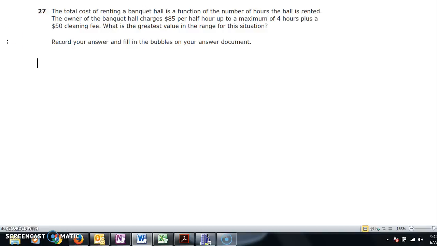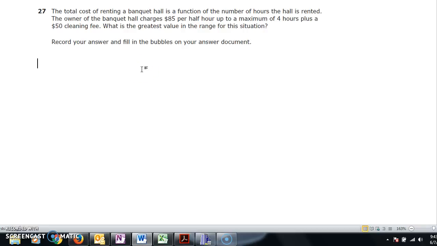Number 27. The total cost of renting a banquet hall is a function of the number of hours the hall is rented. The owner of the banquet hall charges $85 per half hour up to a maximum of 4 hours plus a $50 cleaning fee. What is the greatest value in the range for this situation?